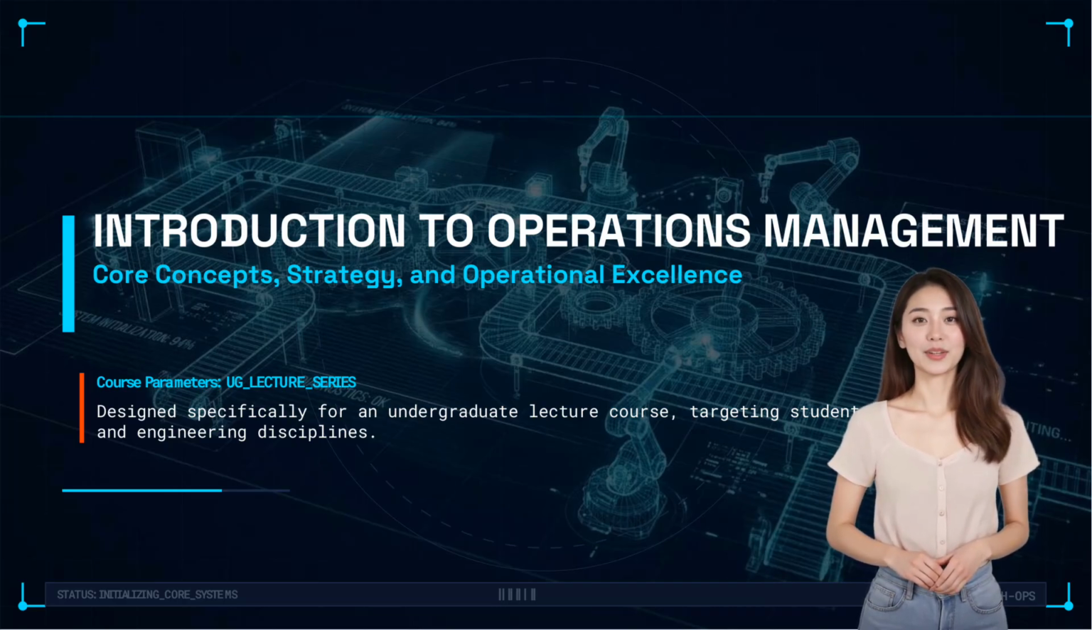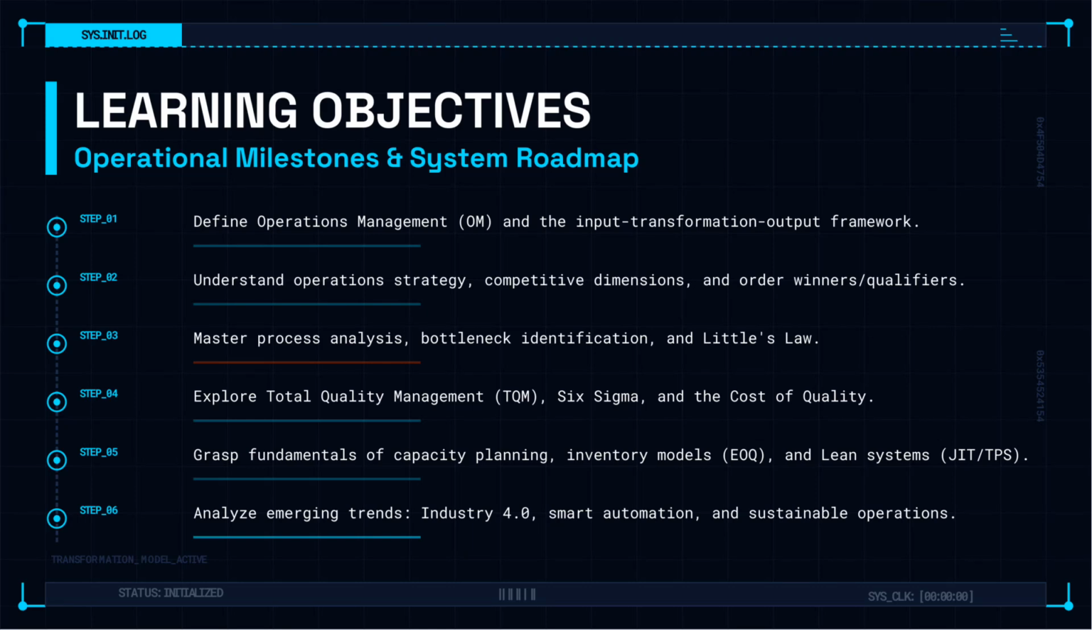define operational excellence. Our agenda today is structured around 6 core milestones. We will start by establishing the classic input transformation output framework and linking operations directly to corporate strategy and competitive priorities. Next, we will cover quantitative process analysis, including bottleneck dynamics and Little's Law, before moving into total quality management, Six Sigma, and the cost of quality framework. Finally, we will investigate capacity planning, inventory management models like the EOQ, lean manufacturing systems, and modern Industry 4.0 innovations.